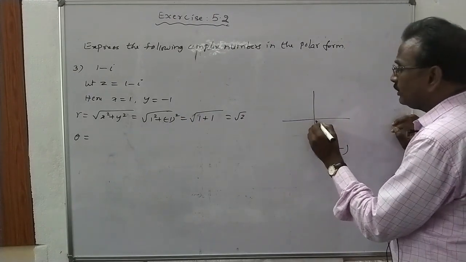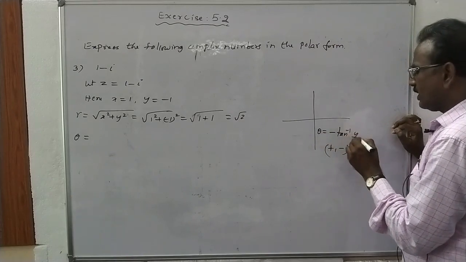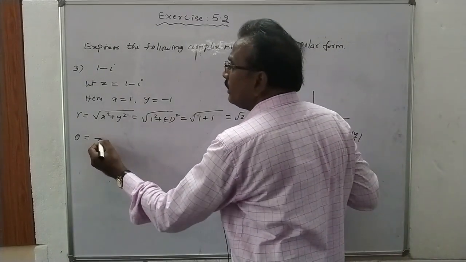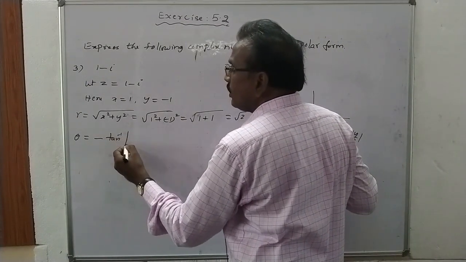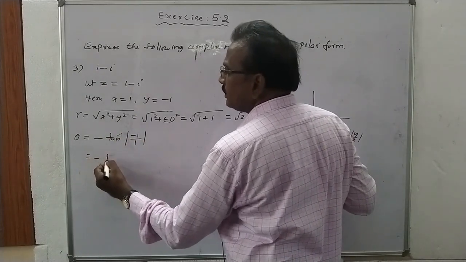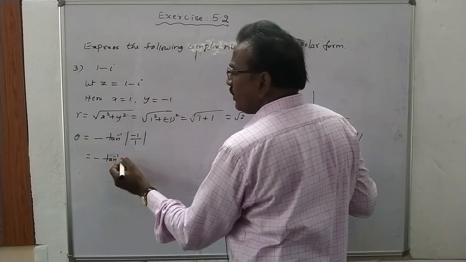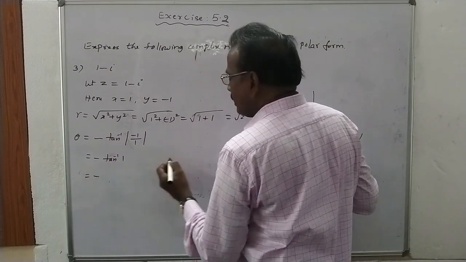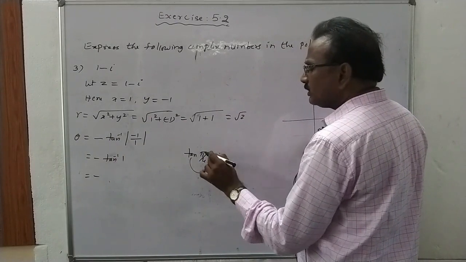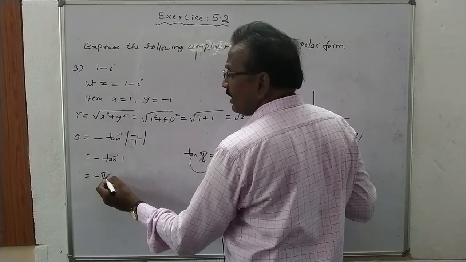In the fourth quadrant, theta value is minus tan inverse modulus of y by x. So theta is equal to minus tan inverse modulus of y by x. Y value is minus 1 divided by 1, that is minus 1. Modulus of minus 1 value is 1. So that is minus tan inverse 1. Tan pi by 4 value is 1. Therefore tan inverse 1 value is pi by 4. So theta value is minus pi by 4.